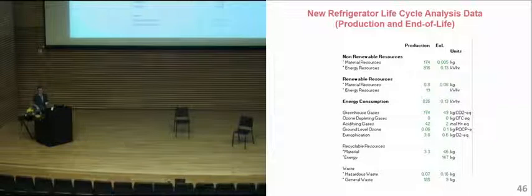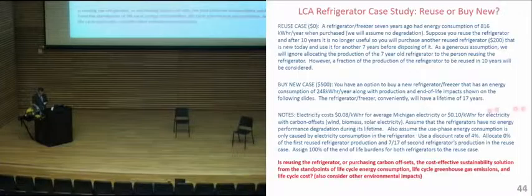What makes the reuse refrigerator harder is that we have this allocation business going on. So I'll just put the problem statement back up. So who can talk us through how we compute the life cycle energy consumption for the reuse case under these allocation assumptions?